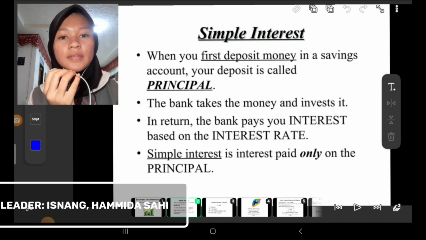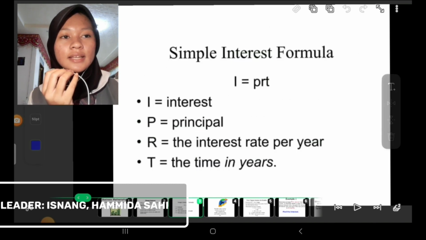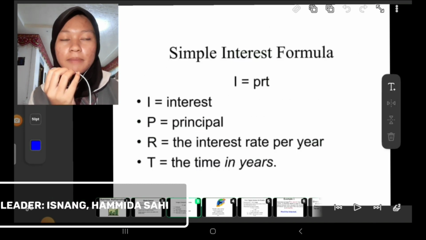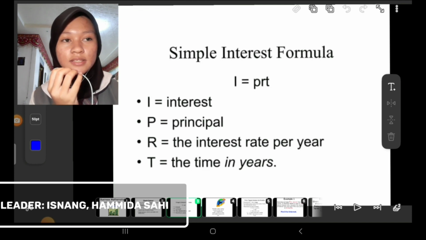So, the bank gives you a reward for entrusting your money with the bank. So, the bank will give you interest. Next slide is the basic formula of simple interest, or how to find the interest. First, I is for interest, P is for principal, R is the interest rate per year. T is the time or term in years.